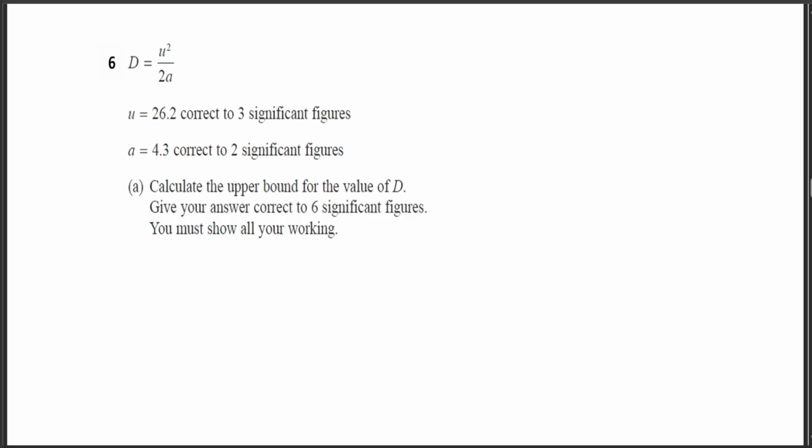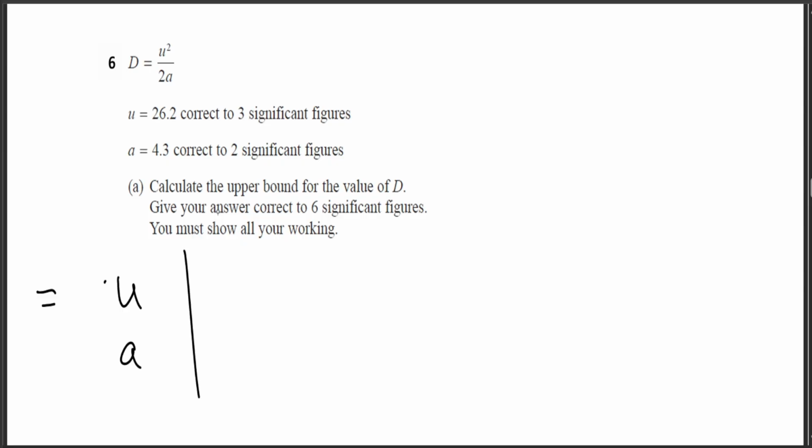Okay, d is equal to u squared over 2a. u is equal to 26.2, correct to 3 significant figures. a is equal to 4.3, correct to 2 significant figures. Calculate the upper bound for the value of d. Give your answer correct to 6 significant figures, you must show all your workings. Now let's say you have u and a.